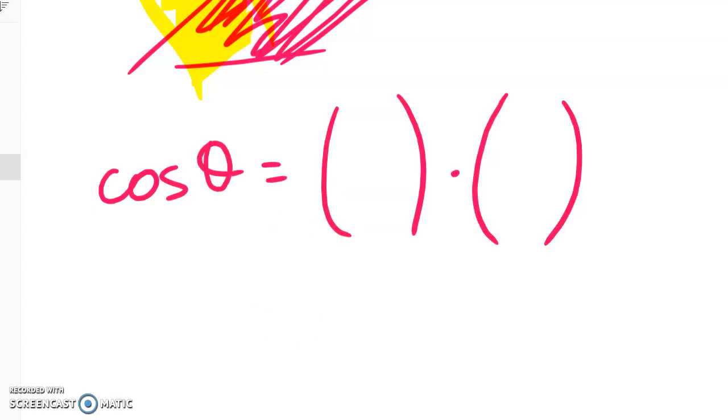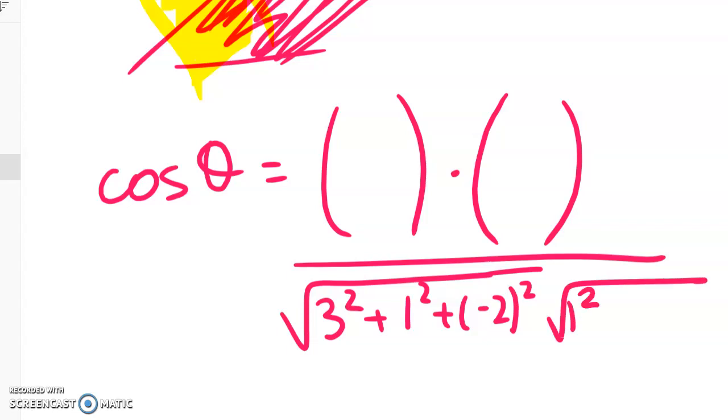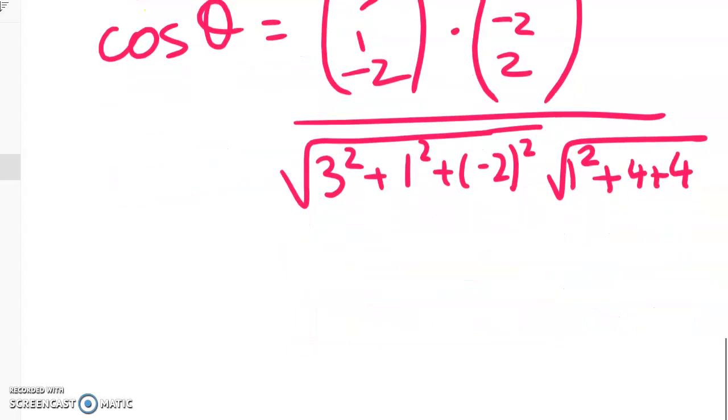But the place to start is this, that cos of theta is equal to the dot product of the normal vectors, scaled by the magnitude of the normal vectors. So that gives me 3 squared plus 1 squared plus negative 2 squared for plane M times 1 squared, I'm just going to do this quickly, plus 4 plus 4. And the dot producting gives me 3, 1, negative 2, dot 1, negative 2, 2. So just make sure you're showing full working.